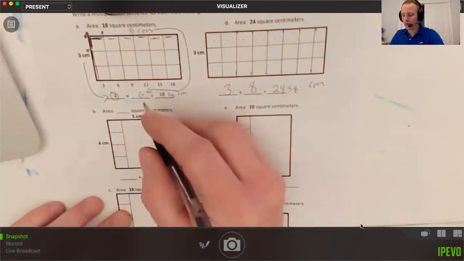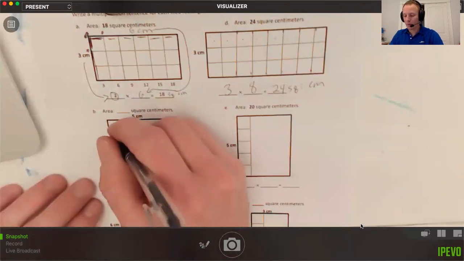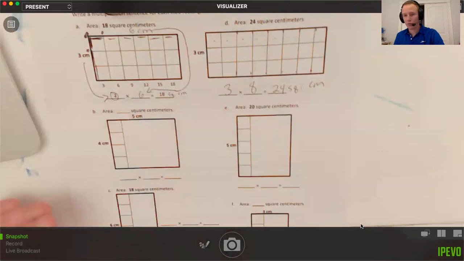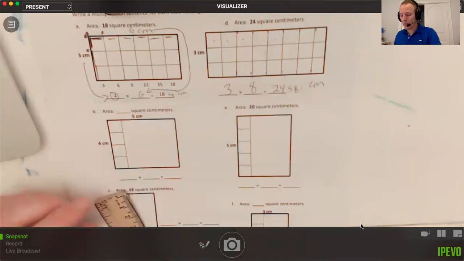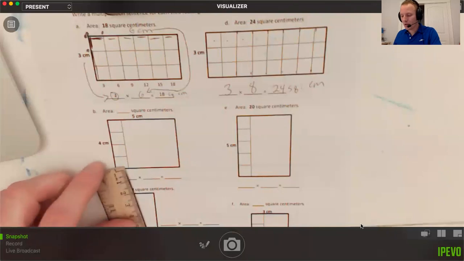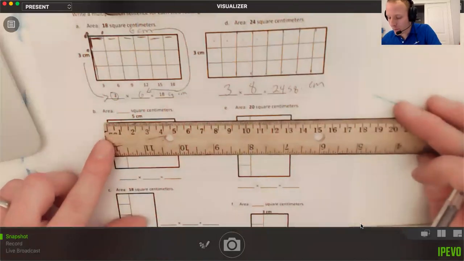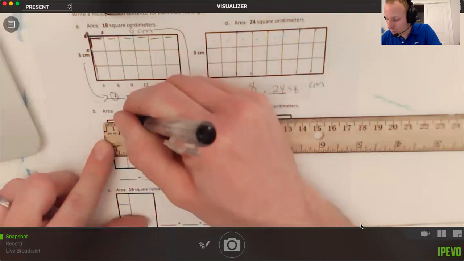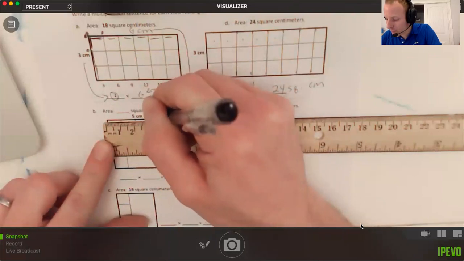4 centimeters times 5 centimeters. So that means that there's going to be 4 rows with 5 in each row. Now, for this one I'm going to draw them in, but for the next couple, I'm not going to. So I'm going to show sort of all 3 levels of understanding. So for this first one, I'm going to say I have 5 centimeters along the top. So 1, 2, 3, 4, and 5.